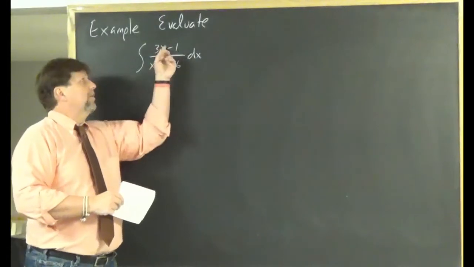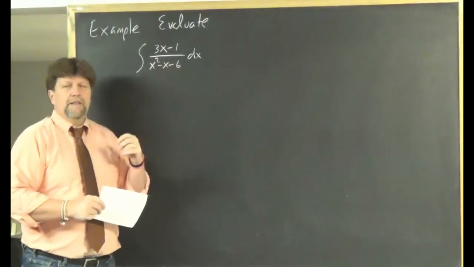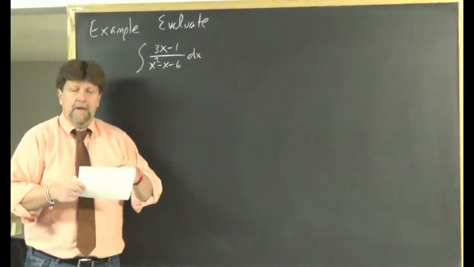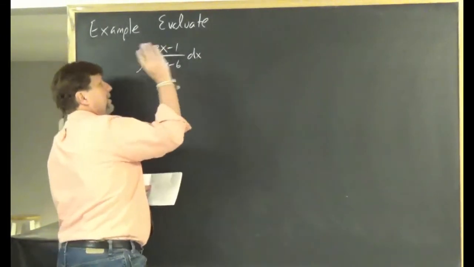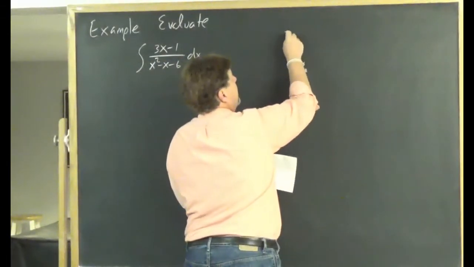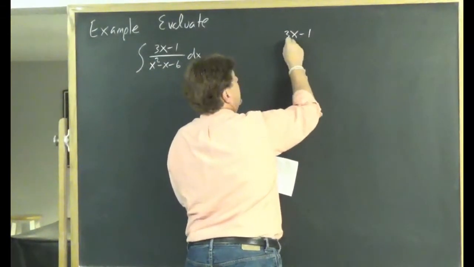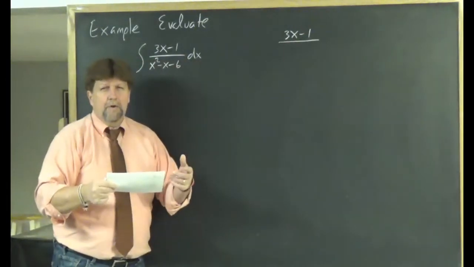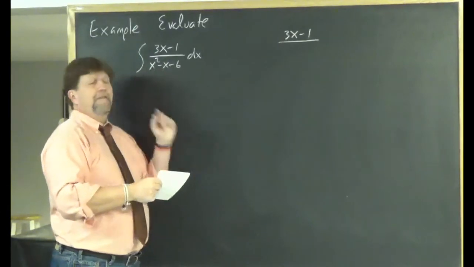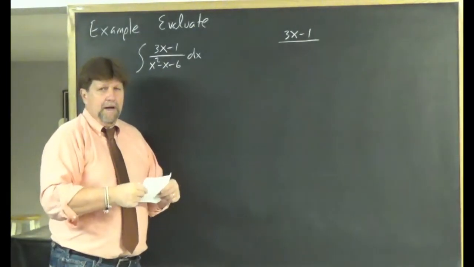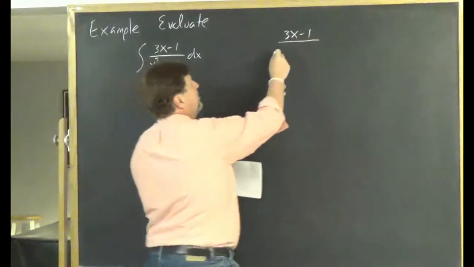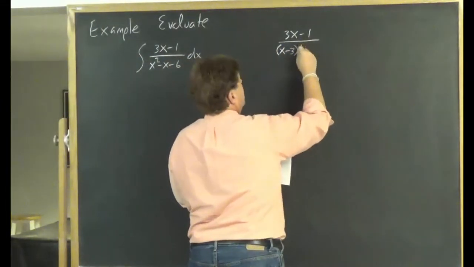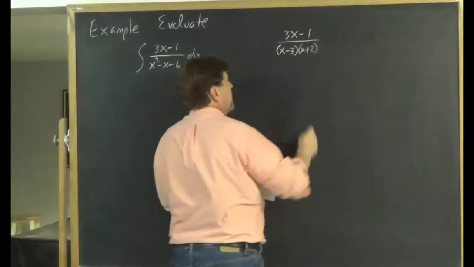So first things first, this is proper. The degree of the numerator is less than the degree of the denominator, so I don't have to worry about starting off with any polynomial long division. So now I bring my integrand, this rational function, off to the side, and I want to make sure everything is completely factored. Well, the numerator's already factored. I want to factor the denominator, x squared minus x minus 6. So I believe that factors to (x minus 3) times (x plus 2).